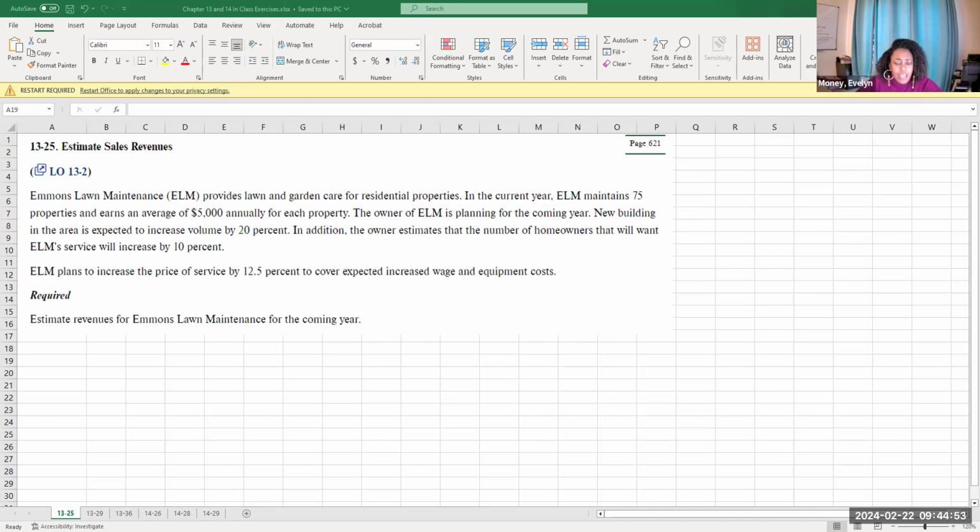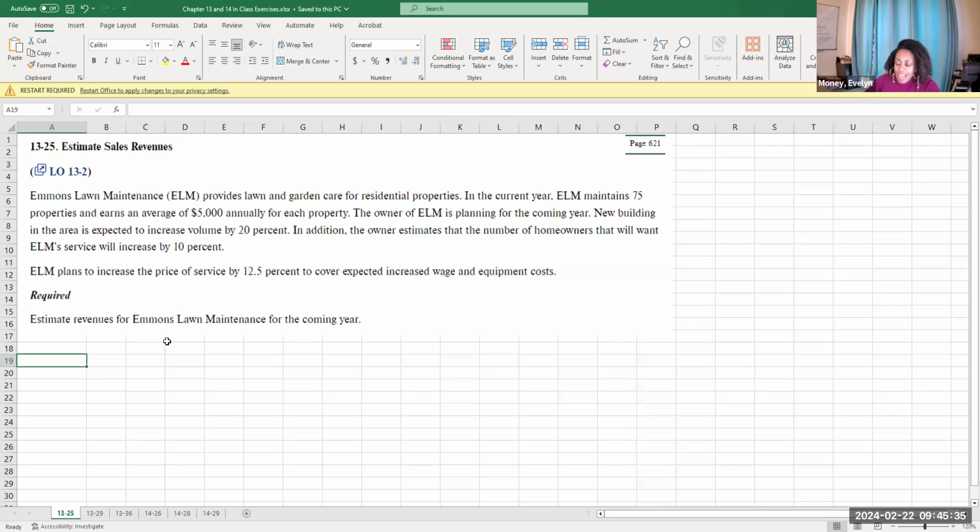We have Emmons Lawn Maintenance, providing lawn and garden care for residential properties. In the current year, ELM maintains 75 properties and earns an average of $5,000 annually for each property. The owner of ELM is planning for the coming year. New building in the area is expected to increase volume by 20%. In addition, the owner estimates that the number of homes that will want ELM services will increase by 10%. ELM plans to increase the price of service by 12.5% to cover expected increased wage and equipment costs. So we have to estimate revenues.